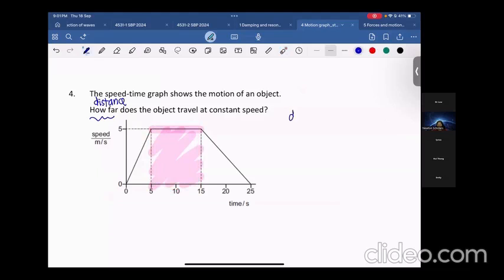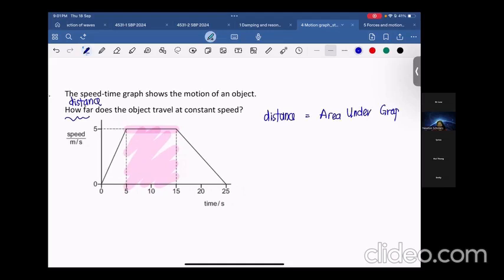Okay, so here, distance, I want you to write and practice. Distance is equal to area under graph. Boys and girls, this is considered one formula. So every time they ask you to find distance, please write this sentence. They assume this is a formula, okay? Then the area under the graph here is the speed, 5 meters per second, times the time, 10 seconds.